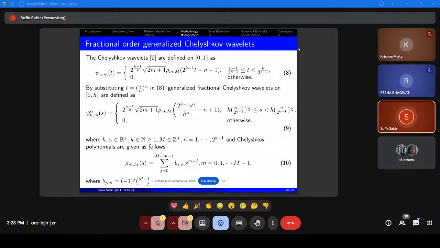Here we have defined the fractional order generalized telescope wavelet. The telescope wavelet on the interval 0 to 1 is given by equation 8. Upon substituting t equal to s upon h to the power alpha, we have the following expression for the generalized fractional telescope wavelet, which is given by equation 9. Here rho bar m,m denotes our fractional order telescope polynomial given by equation 10.